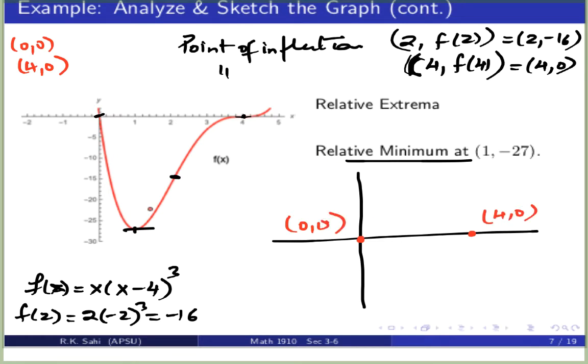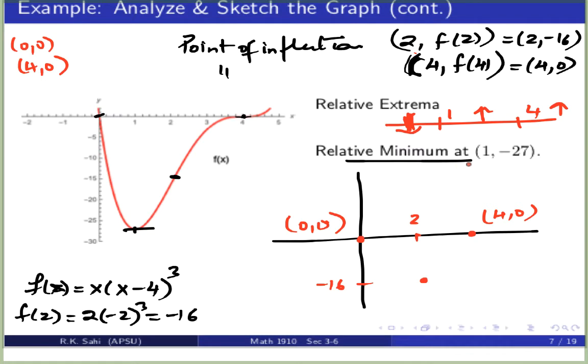Okay, now remember, let me draw this little, the increasing. So at 1 and 4, the function was decreasing, and then the function was increasing and increasing. And the points of inflection were at 2 and at 4. Okay, so that means eyeball 2 here, and somewhere here, negative 16.